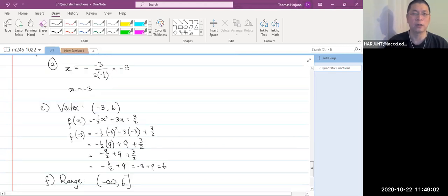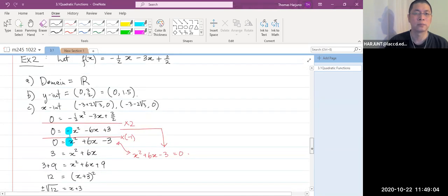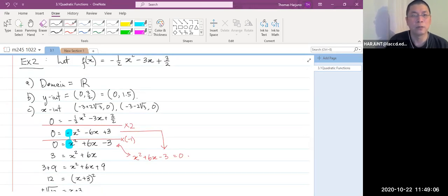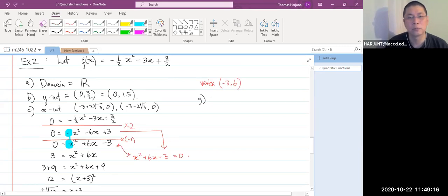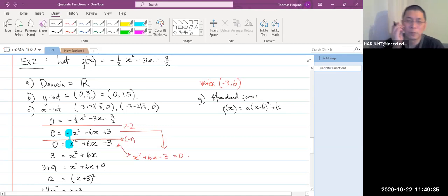Now from there, I go on. Let me copy that here. The vertex was what? Vertex was negative 3, 6, right? So what is the standard form? The standard form is f(x) equals to a times (x minus h) squared plus k, where the h, k is the vertex. And the a is what?